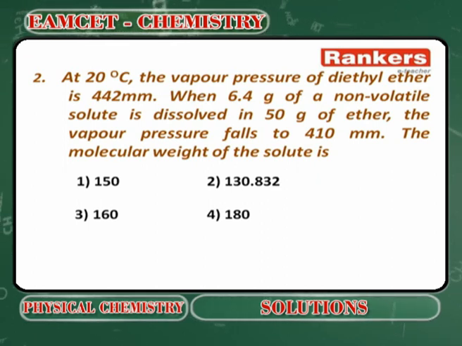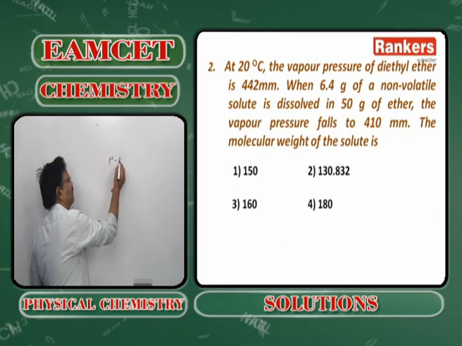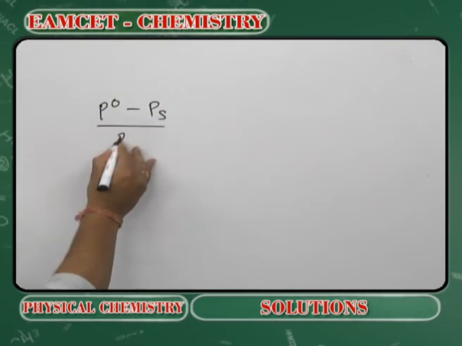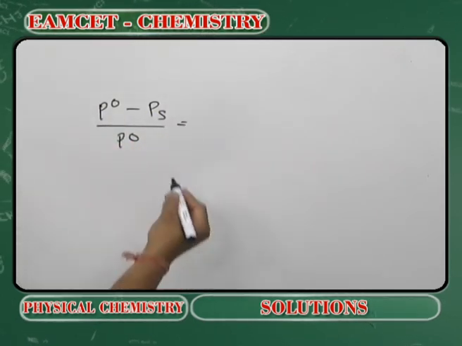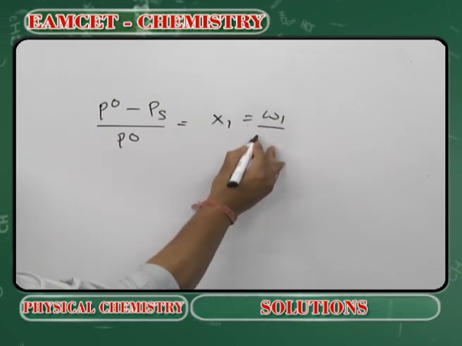At 20 degrees centigrade, the vapor pressure of diethyl ether is 442 mm. When 6.4 grams of non-volatile solute is dissolved in 50 grams of ether, the vapor pressure falls to 410 mm. What is the molecular weight of the solute? So simple, (P naught minus Ps) by P naught is equal to x1.